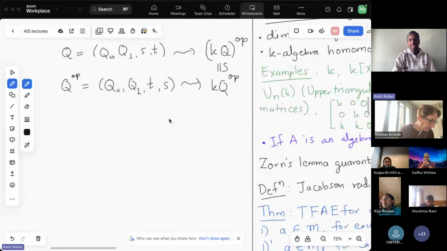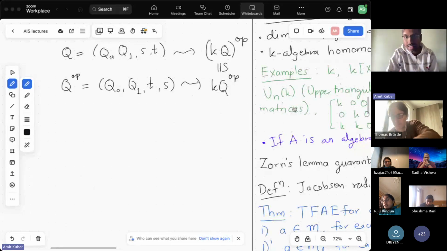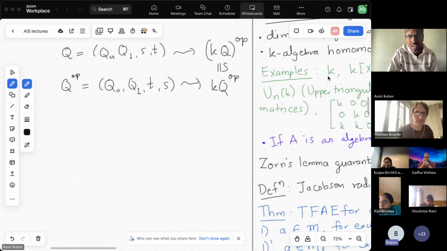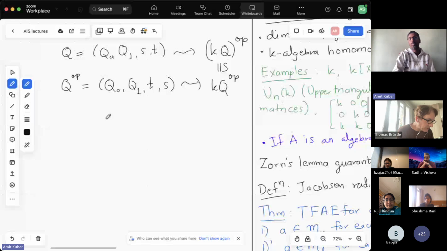Any question? Yes. So in the second case, you are reversing the arrows, is it? Yes, I'm simply reversing the arrows, and then it is isomorphic. I mean, Q1 is still the set of arrows, and I'm simply making the target the source and the source the target. So we are reversing the direction of the arrows.